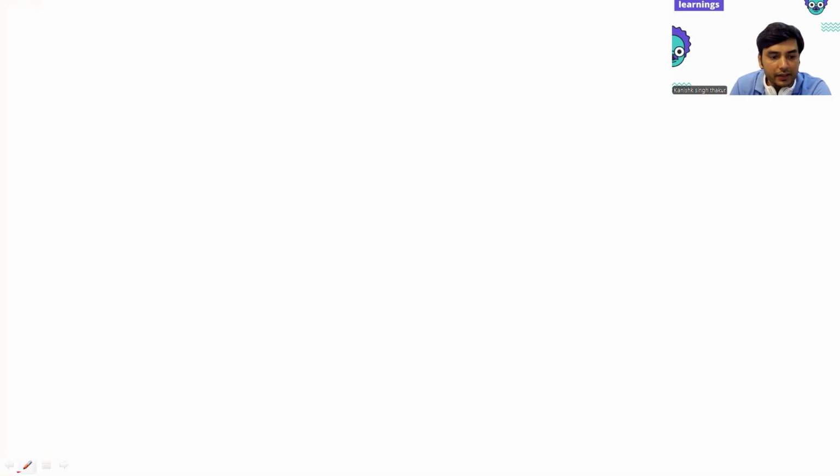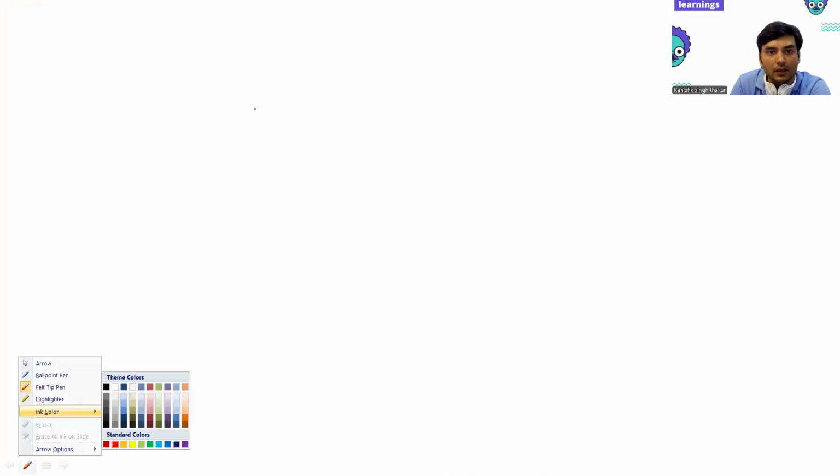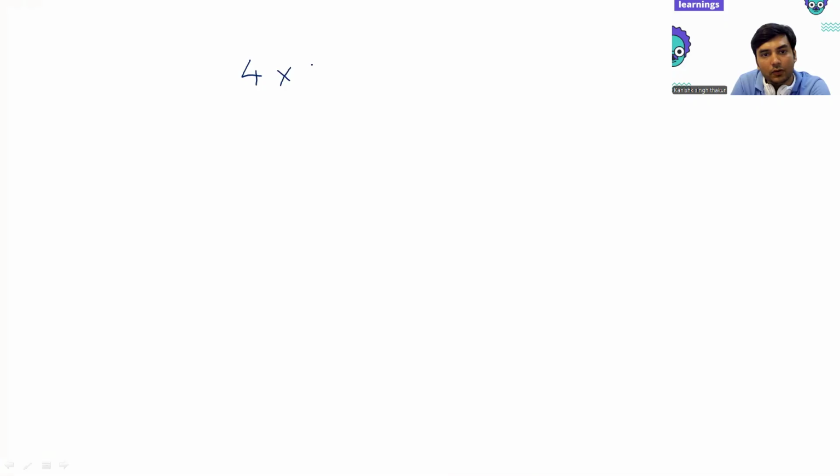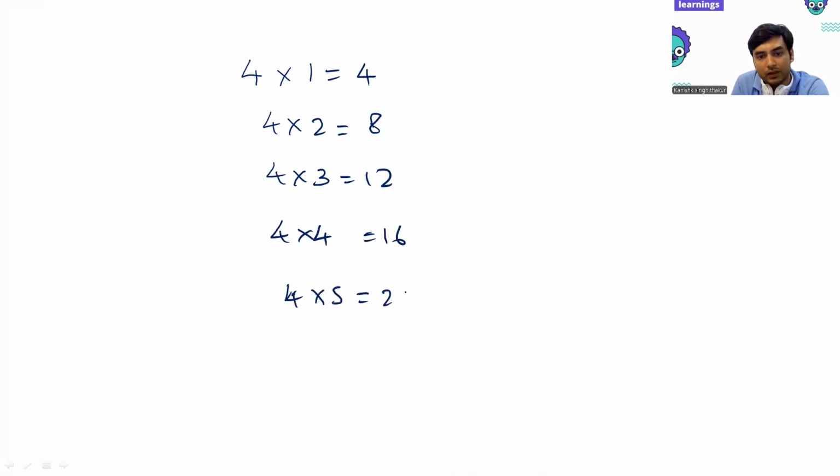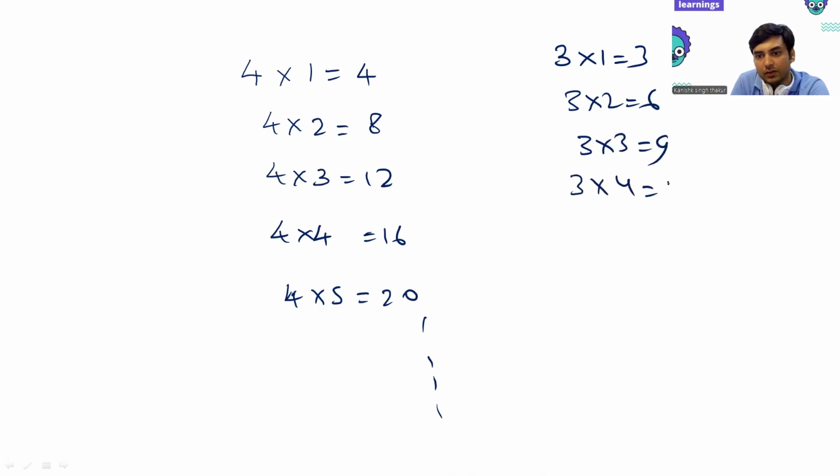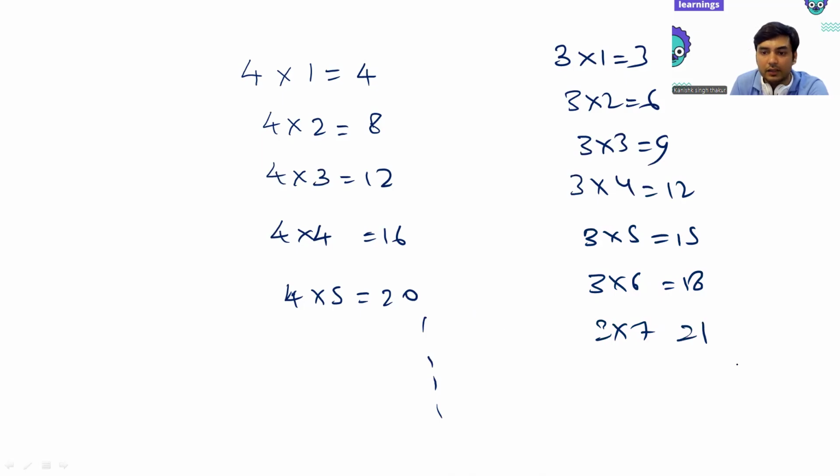Suppose I write the multiples of 4: 4 ones are 4, 4 twos are 8, 4 threes are 12, 4 fours are 16, 4 times 5 is 20. I'll keep on writing the multiples. Now I'll write the multiples of 3. 3 times 1 is 3, 3 times 2 is 6, 3 times 3 is 9, 3 times 4 is 12, 3 times 5 is 15, 3 times 6 is 18, 3 times 7 is 21. Like this, I keep on writing.